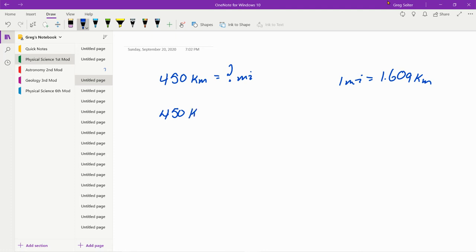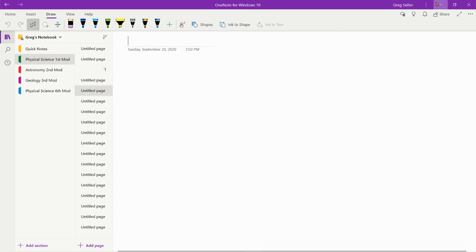450 kilometers over 1. I want my kilometers on the bottom, so 1.609 kilometers over 1 mile. Cancel out our kilometers. Divided by 1.609. Okay, and then it'll give us our miles. Kilometers to miles.